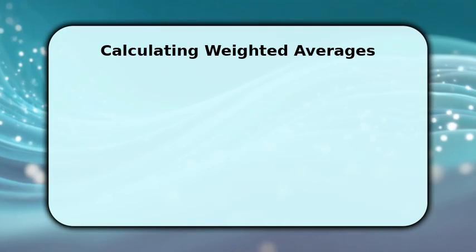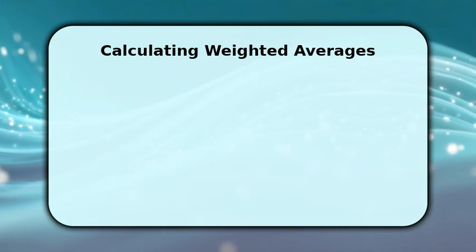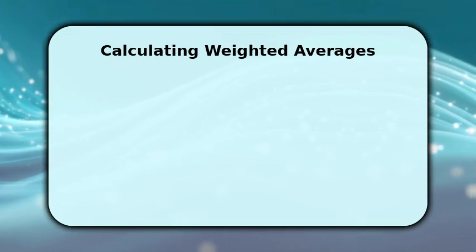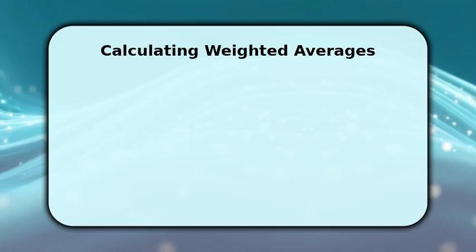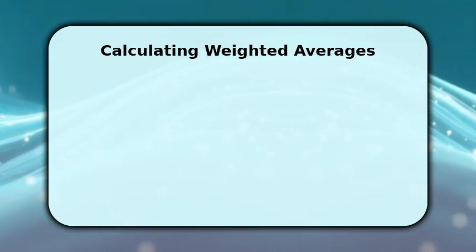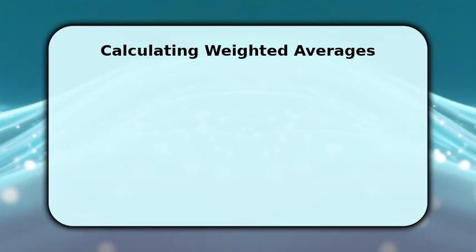Use the SUMPRODUCT function to multiply each score by its corresponding weight and then sum the results. For example, SUMPRODUCT, scores range, weights range. Always double-check that your category weights add up to 100% to avoid errors in your final grade calculations.